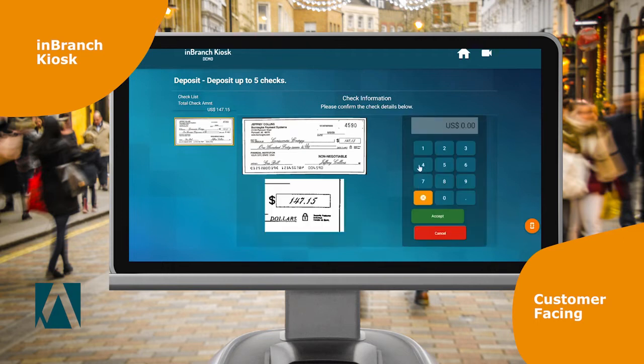On review of the check information, the customer decides that the information read is not correct. So the customer selects to amend the check details. Once the customer amends the check, assistance is required to complete the transaction.